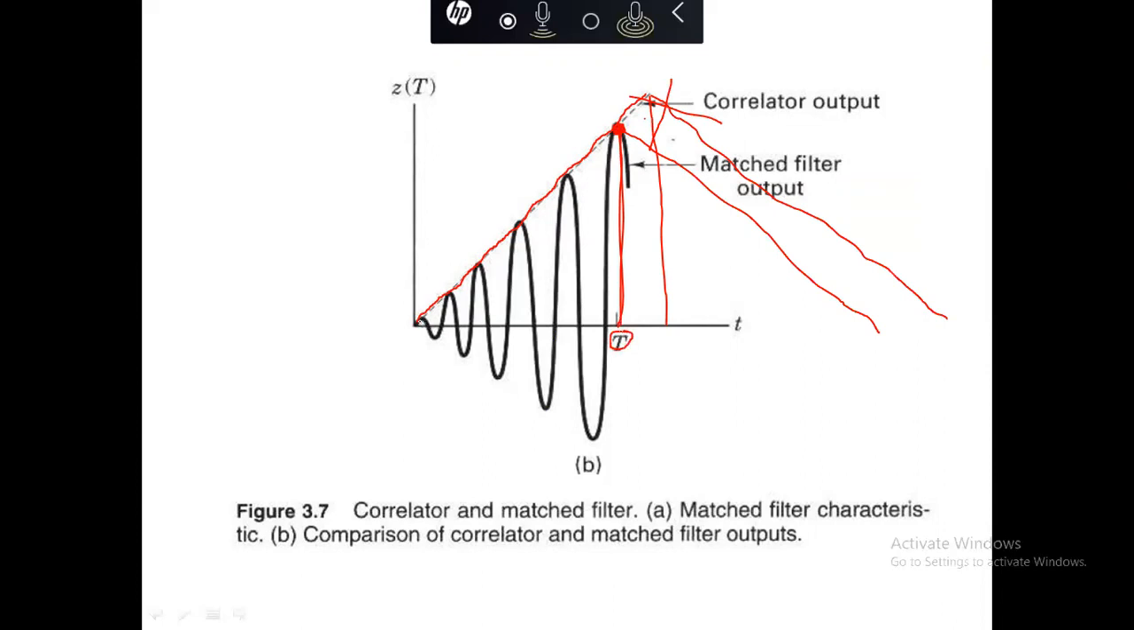But the match filter output is in fact a waveform like this. This is the convolution. But the value at these points is equal to the correlator. We are not interested in other values of time. We are only interested in the values at the sampling instance. So the minimum sampling rate we want to achieve is 1 by T, and we want to maximize the signal to noise ratio, which we can achieve by a filter which has a response like a match filter. And the match filter in fact relates to the correlator.